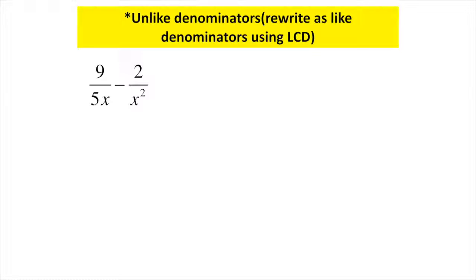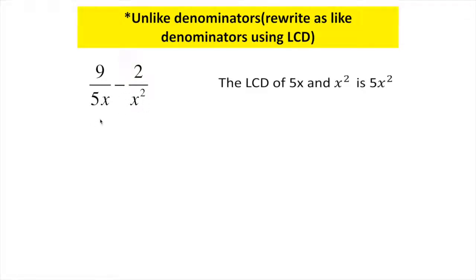Here's one. We need to first identify what the lowest common denominator is between 5x and x squared. Now again, if you don't know, you can just multiply the two together. You'd get 5x cubed. However, in this case, it's not the lowest common denominator. That would be a common denominator, but not the lowest. The lowest would be 5x squared.